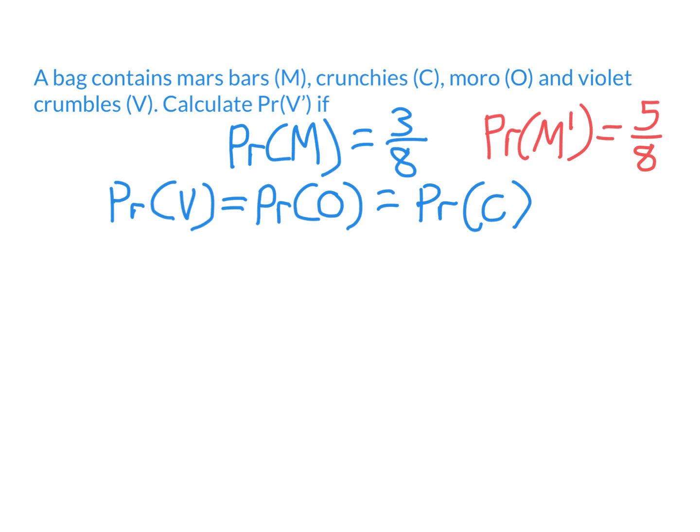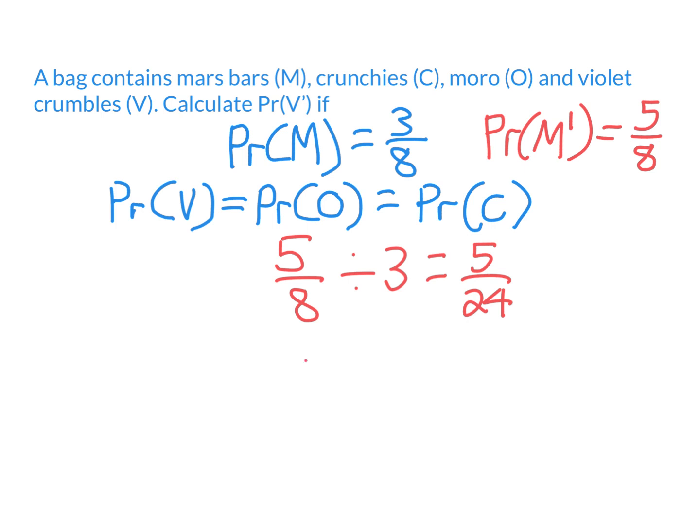So how are we going to figure out what each of these is individually? Well, we know the probabilities have to add to 1, so we know that this plus this plus this has to equal 5/8, because 5/8 plus 3/8 equals 1. So each of them will be equal to 5/8 divided by 3. So the answer I get there is 5/24. That means the probability of picking a Violet Crumble is 5/24. Similarly, the probability of picking a Moro is 5/24. Probability of picking a Crunchy is 5/24.